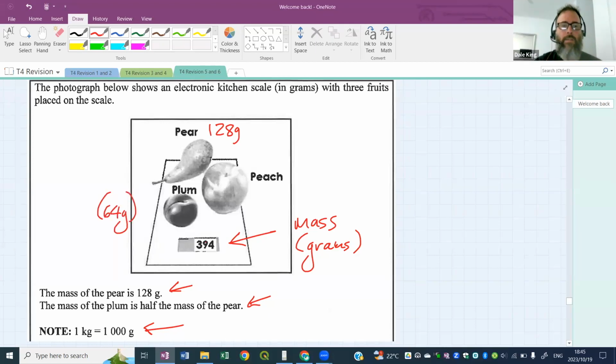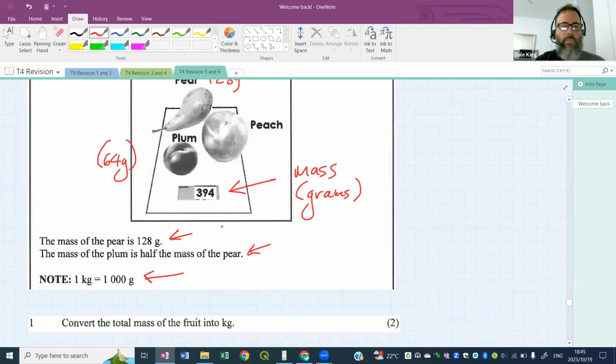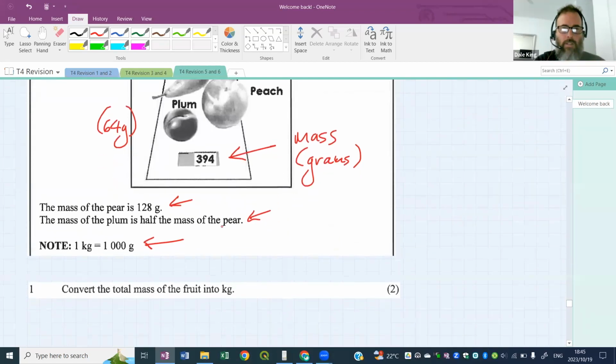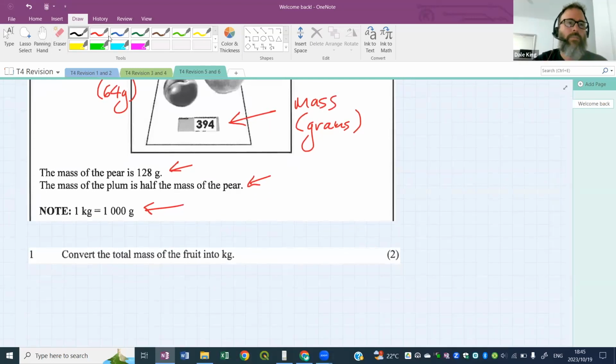We might need that. 64. Okay, let's move on. Let's see what questions they have. Number 1. Convert the total mass of the fruit into kilograms. Guys, these questions come from a matric final paper. We are smiling.